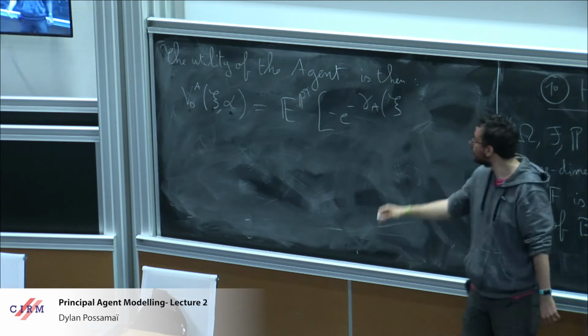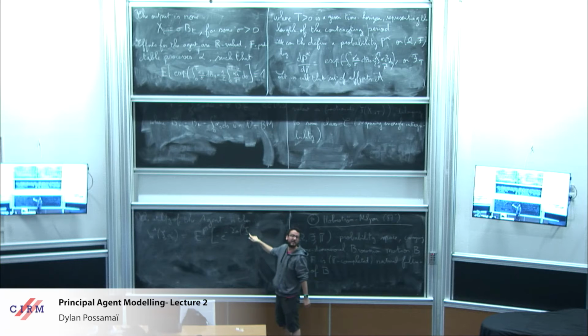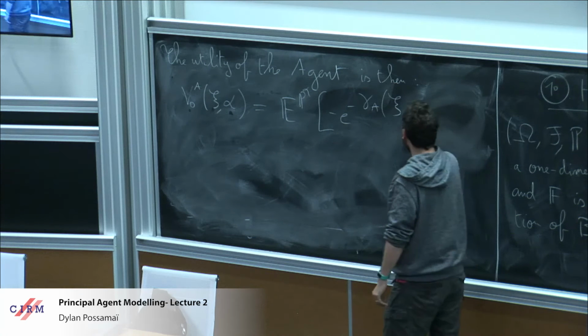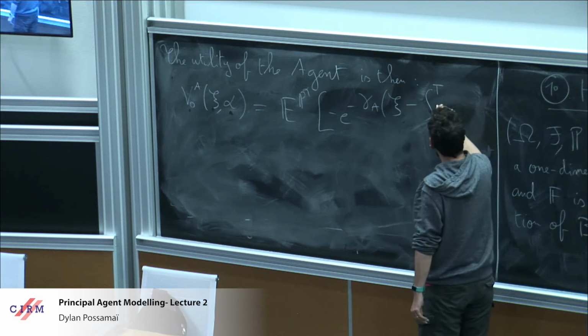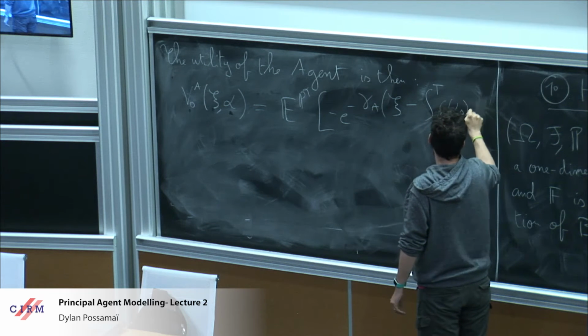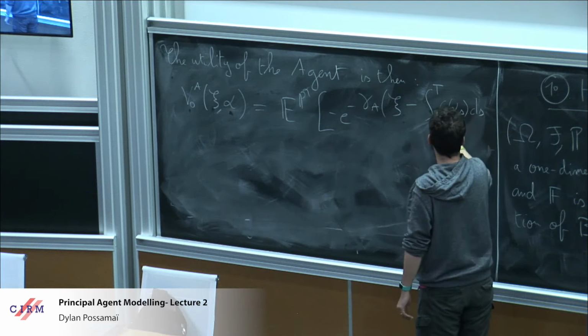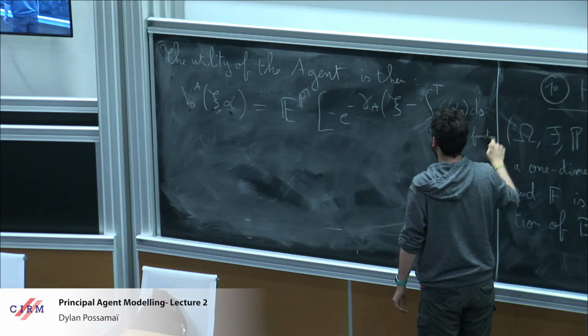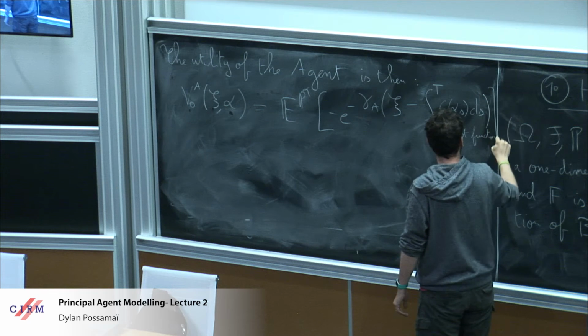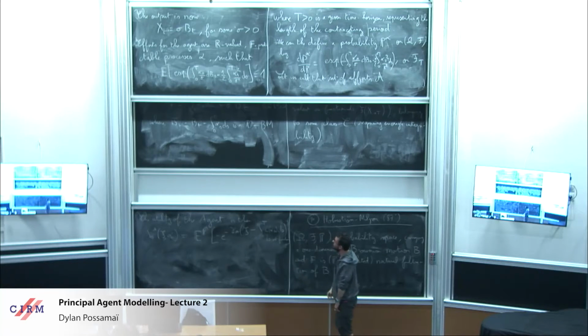Here I'm going to assume that this is salary that's perceived at the end of the contracting period. This morning it was at time 1. Now this is going to be at time capital T. And between 0 and capital T, I have accumulated cost of effort. So that's more or less the equivalent of what we did this morning.